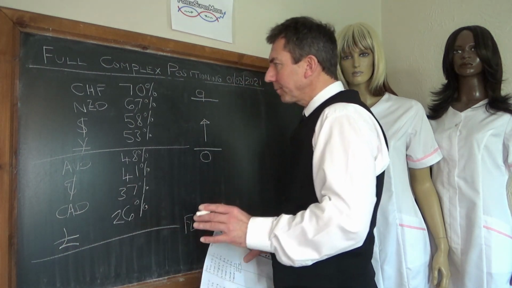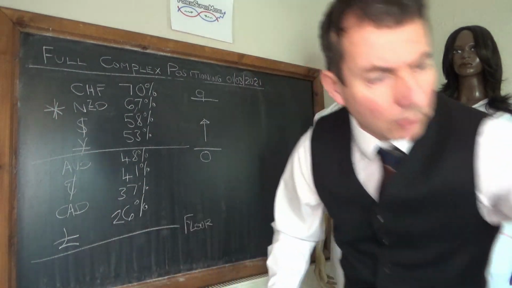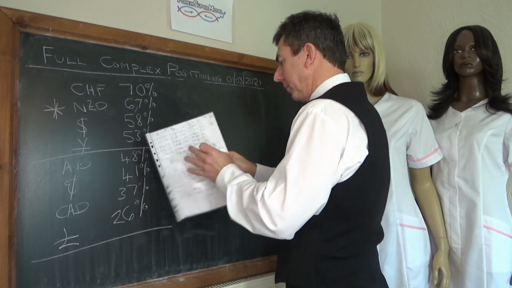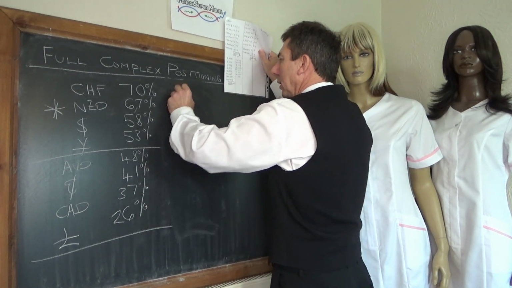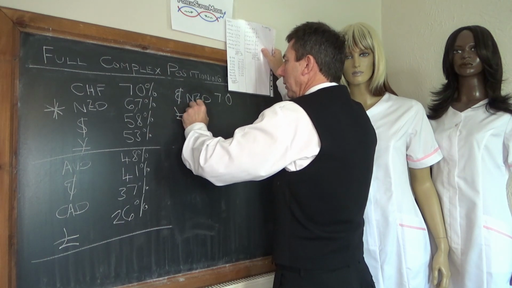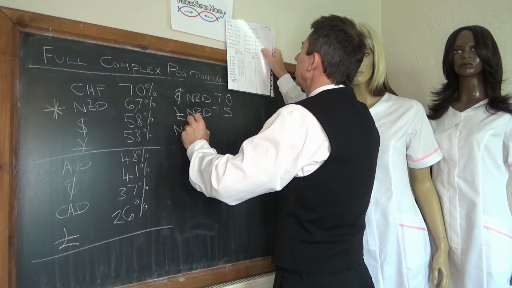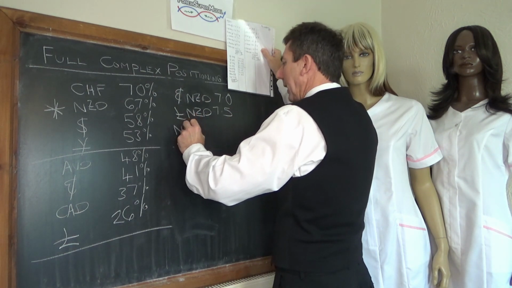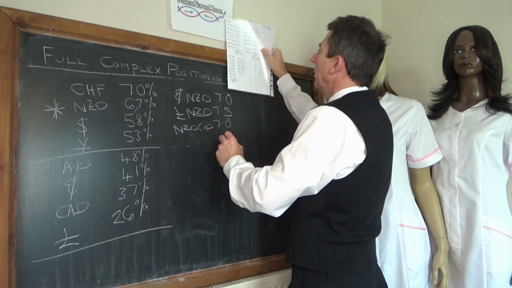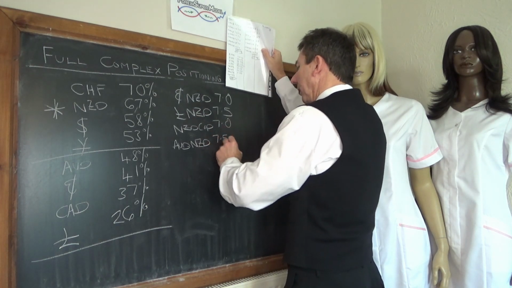But that's another side issue. Anyway, where are we now? We're currently selling the New Zealand dollar here. If you look at the New Zealand dollar, let's have a look. The Euro New Zealand dollar is operating at 7.0 above the floor. The pound New Zealand dollar is operating at 7.5 above the floor. The New Zealand CAD is operating at 7.0 above the floor, and the AUD New Zealand is operating at 7.5 above the floor.